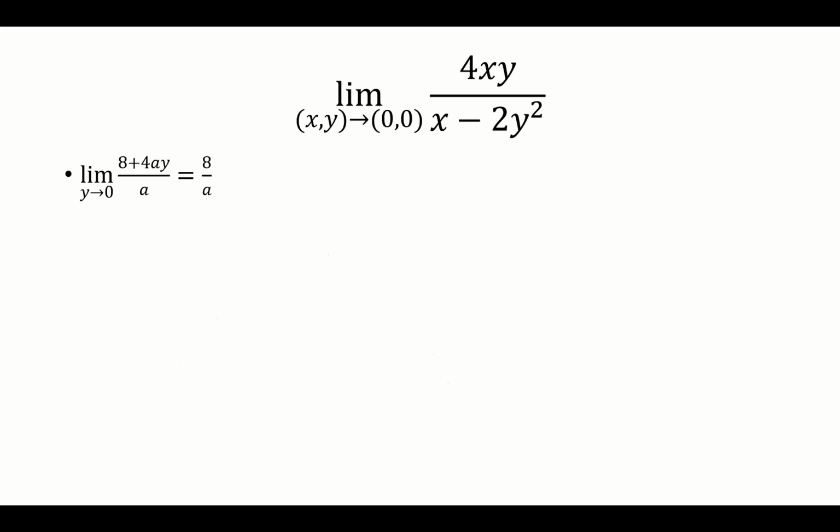Now, the limit depends on the value of a. Since we can choose different non-zero values for a, say a equals 1 or a equals 2, we can obtain different limits along different paths approaching 0, 0. So since we have found different paths approaching 0, 0 that yield different limits, we can conclude that the limit as x and y approach 0, 0 does not exist.